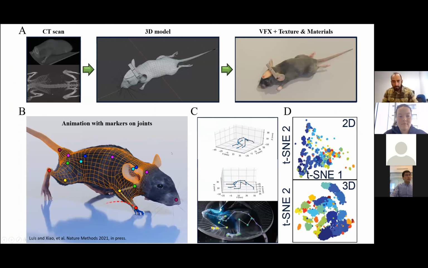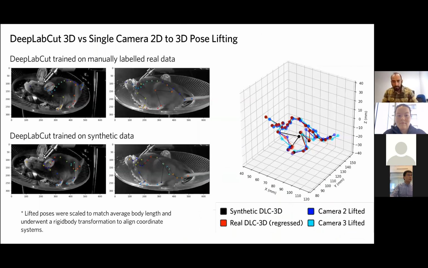Another very talented undergraduate student, Louis, helped us to build this very cool 3D virtual mouse. And this really helps us to get better synthetic training data to train the DeepLabCut model to get better performance. You can see, it seems the video cannot play, but we can easily get a 3D pose from 2D cameras.